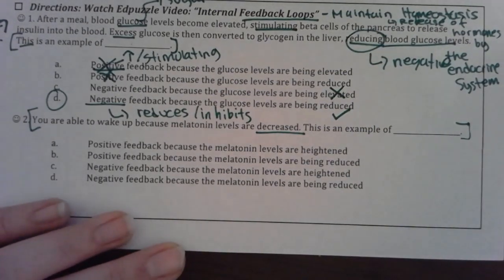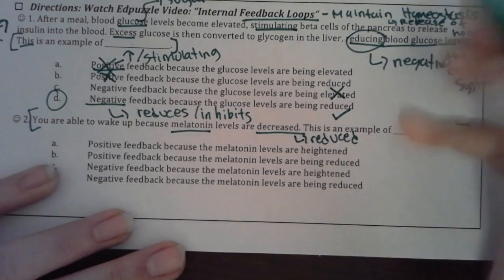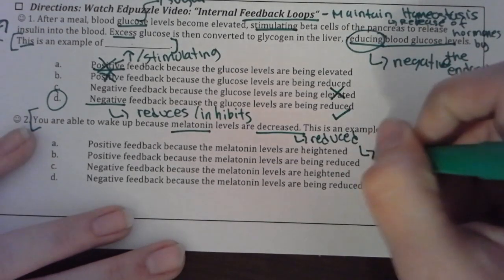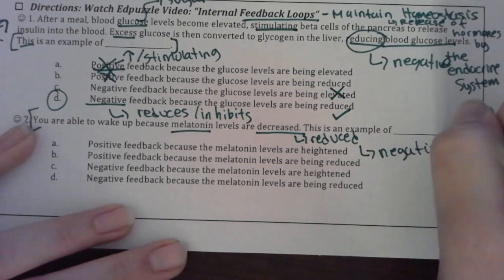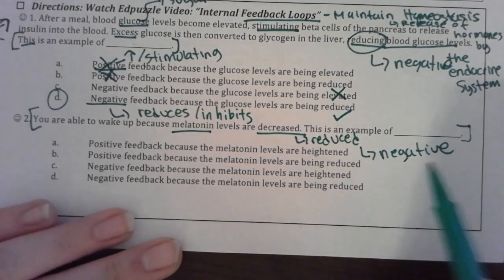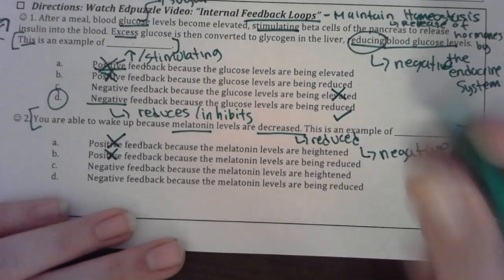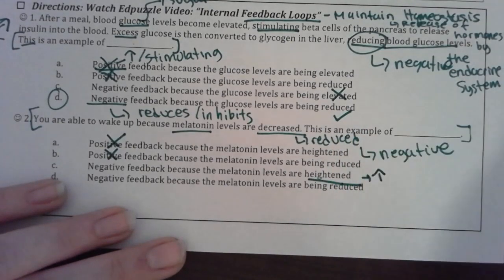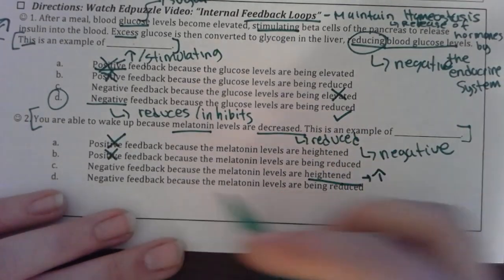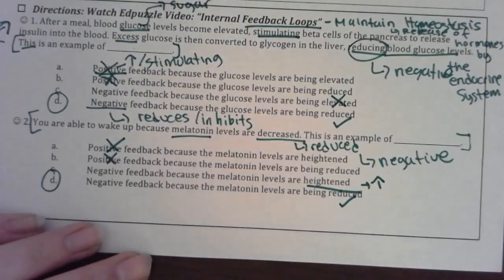The way that you're able to wake up is that melatonin levels are decreased. So decreased is reduced. Okay, reduced I know talks about negative feedback because I'm reducing something to get back to a balance to wake you up. So I know this is also negative, it's not positive. Negative feedback because the melatonin is heightened? Heightened means increase. That's not what's happening. Negative feedback because the melatonin levels are being reduced? That would be correct. So again, my answer is D.